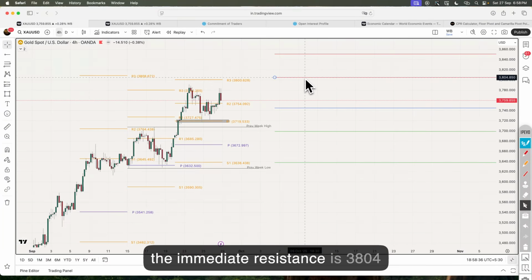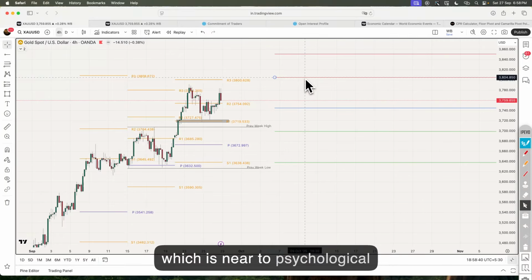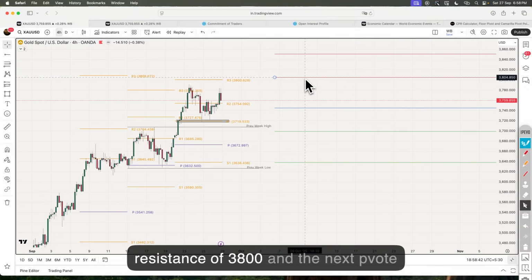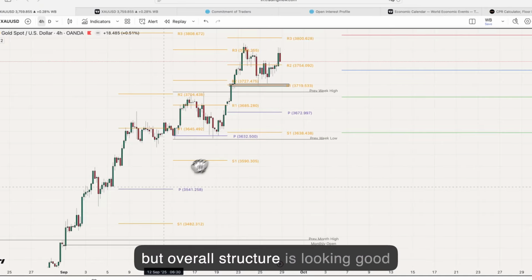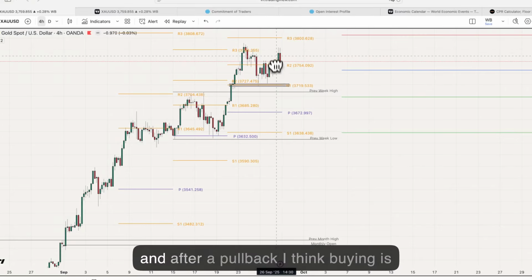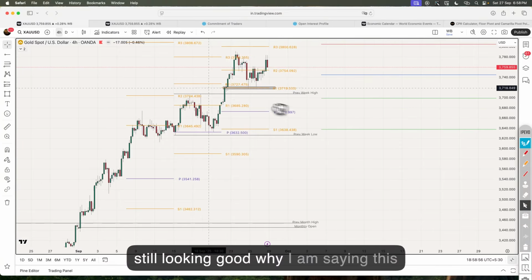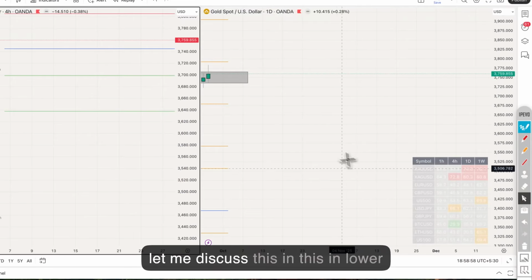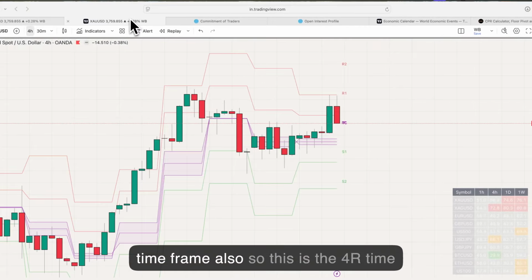The immediate resistance is 3804, which is near the psychological resistance of 3800, and the next pivot resistance on a weekly basis is 3850. But overall the structure is looking good, and after a pullback I think buying is still looking good. Why I am saying this, let me discuss in the lower time frame also.